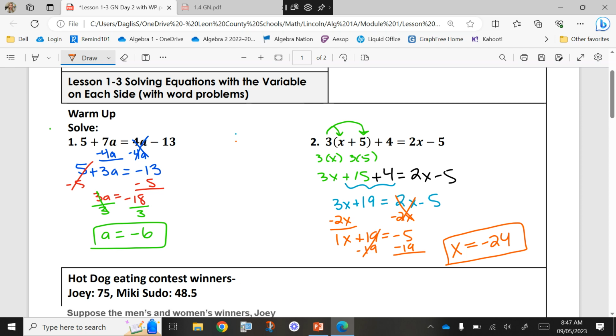Questions? We're okay? You don't have to be okay, but if we're on the thumb scale, are we at least in the middle-ish? Okay. All right, here we go.